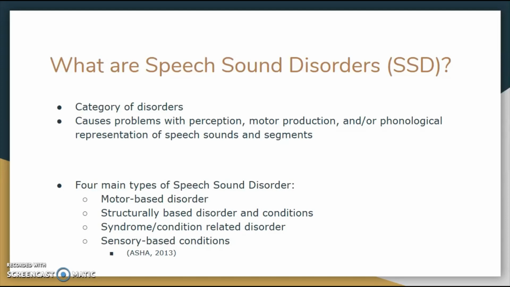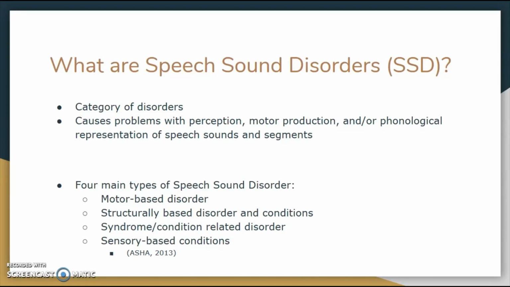Now, there are four main types of speech sound disorders. The first here is a motor-based disorder. This could be something like verbal apraxia, where the brain is not actually able to activate the motor cortex in the correct way to produce certain sounds. Another type is structurally based disorders or conditions, and this could be something like a cleft palate, where you have an actual physical obstacle that's preventing you from producing certain sounds.